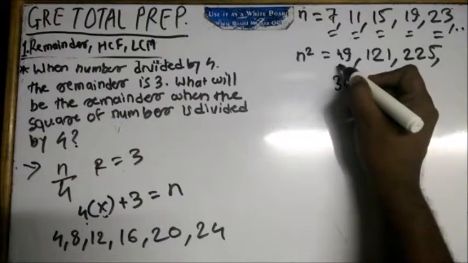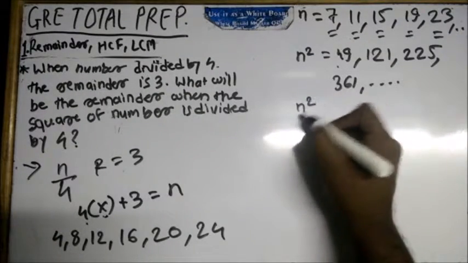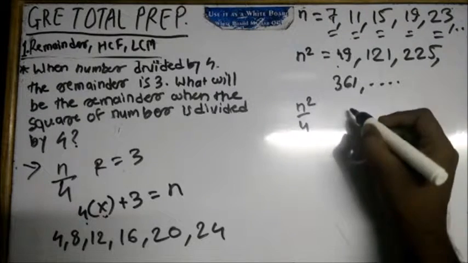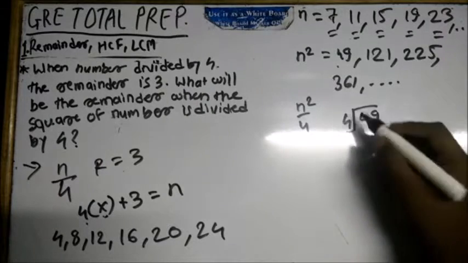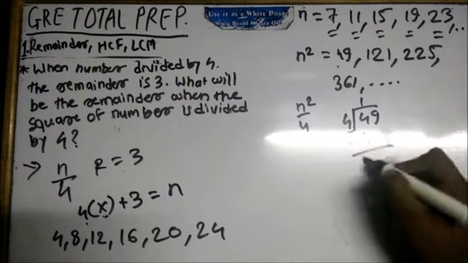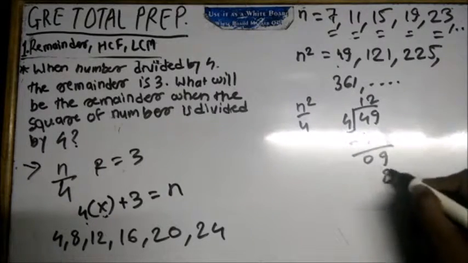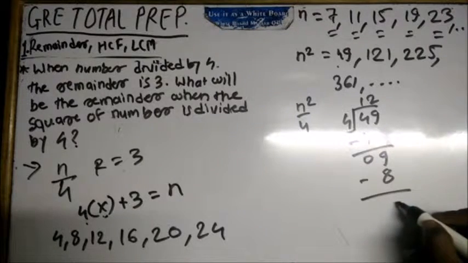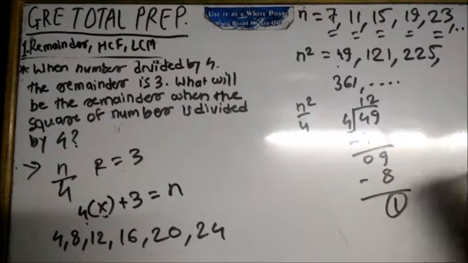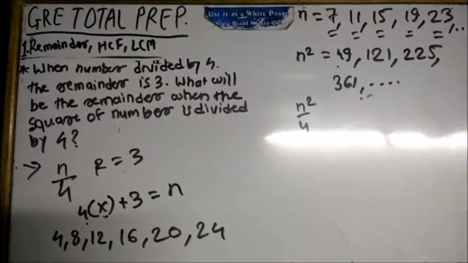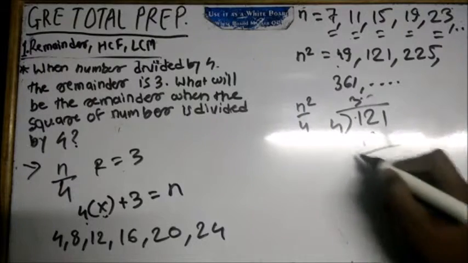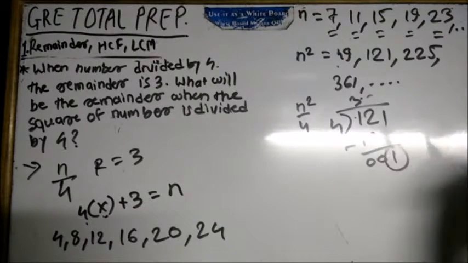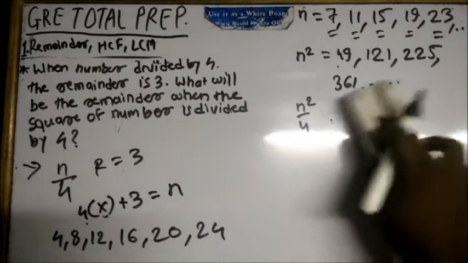Now they're asking, when n squared is divided by 4, what will be the remainder? Easy question, no problem. 49 divided by 4: 4 ones are 4, this is 0, this is 9, 4 twos are 8, 9 minus 8 is 1, the remainder is 1. Now for 121 divided by 4, 4 threes are 12, and here 0, the remainder is 1. So again the remainder is 1 for 121.